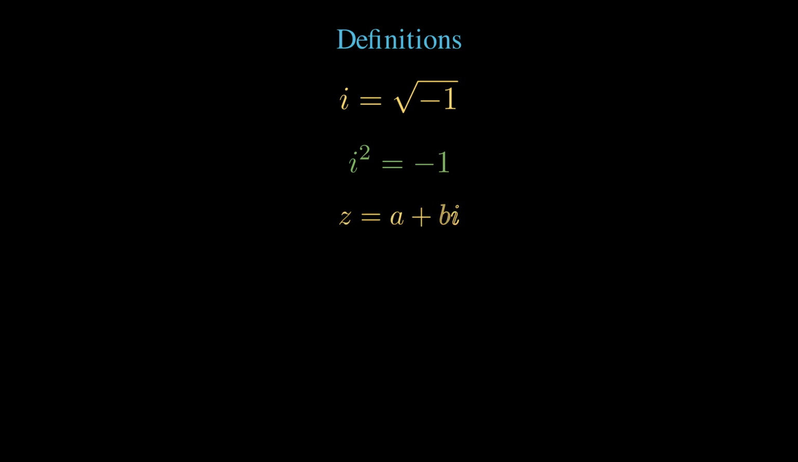Define i as the square root of -1, then i squared equals -1. That identity is the engine behind every simplification. A complex number has the form a plus bi, where a and b are real. You treat i like a variable until you replace i squared with -1. Here a is the real part, and b is the coefficient of the imaginary part. Keeping terms grouped that way prevents sign errors when you add or multiply.